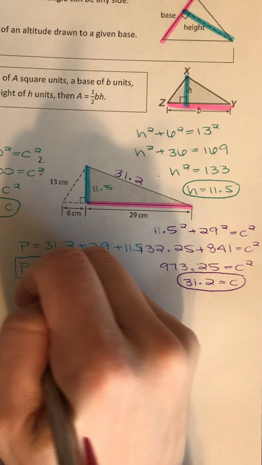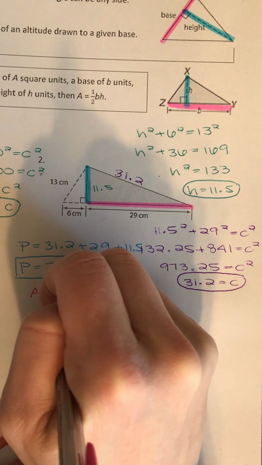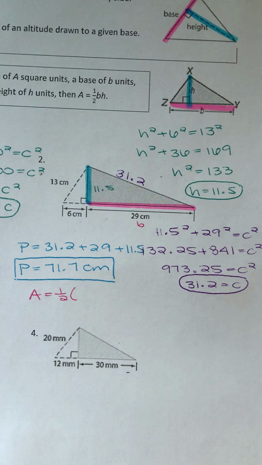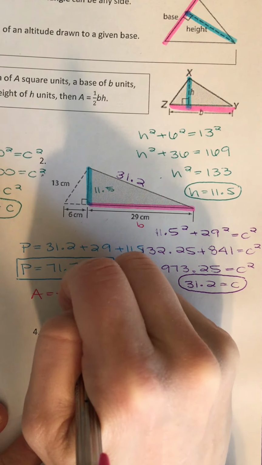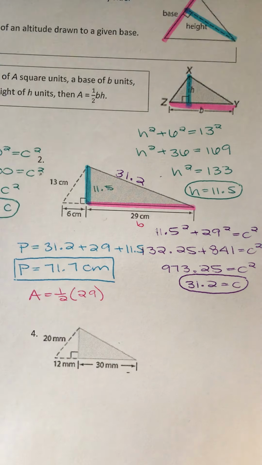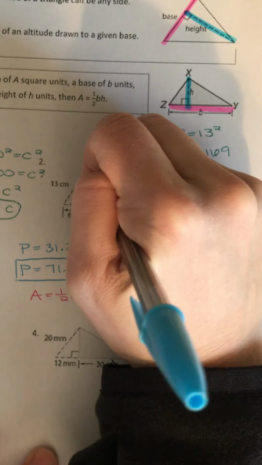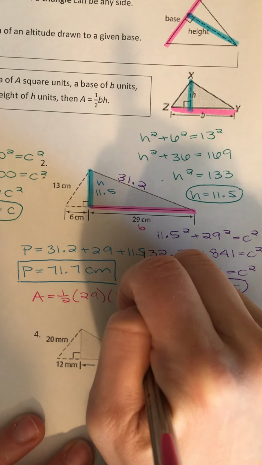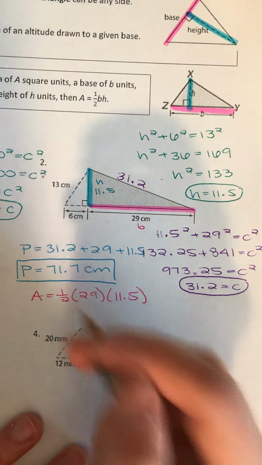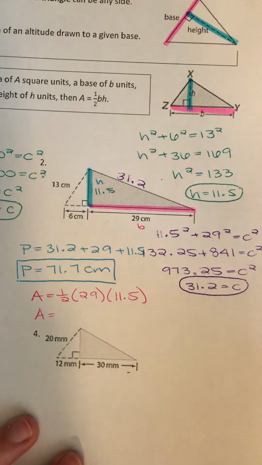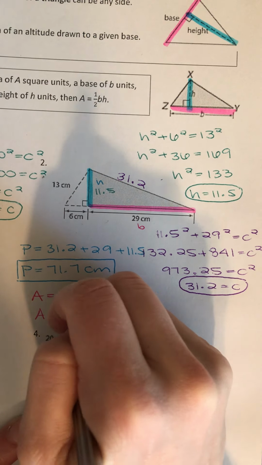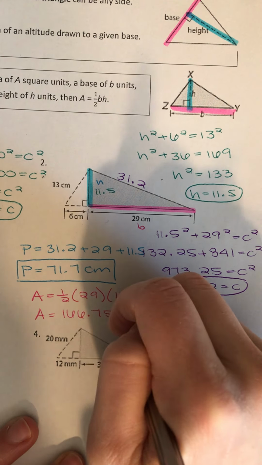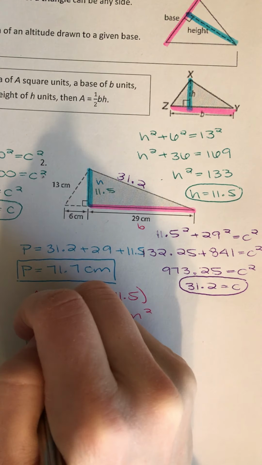To find our area, it's 1/2 my base is 29 times my height. My height is 11.5. Plug that into my calculator and I get 166.75 centimeters squared.